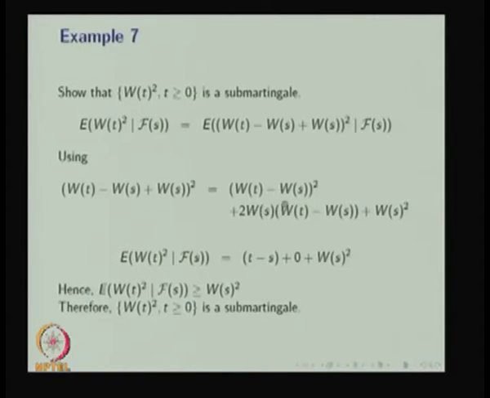We are checking the third condition. The right hand side: Wt minus Ws whole square plus 2 times Ws times Wt minus Ws plus Ws whole square. So now we are applying the conditional expectation here given F of s. The conditional expectation is a linear operator. Therefore, it is the conditional expectation of this term given F of s, plus the conditional expectation of this term given F of s, plus the conditional expectation of this term given F of s.